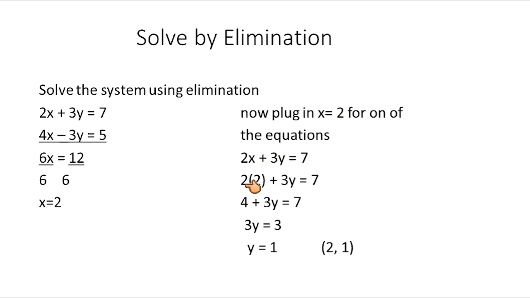So when we plug it in, we get 4 plus 3y equals 7. We're solving for y, so subtract the 4. You get 3y equals 3, y equals 1. So our answer is the point (2, 1). And you want to get in the habit of writing your answers as a point. Writing your answers x equals 2 and y equals 1 is fine, but you want to get in the habit of writing it as a point because that's the answer.